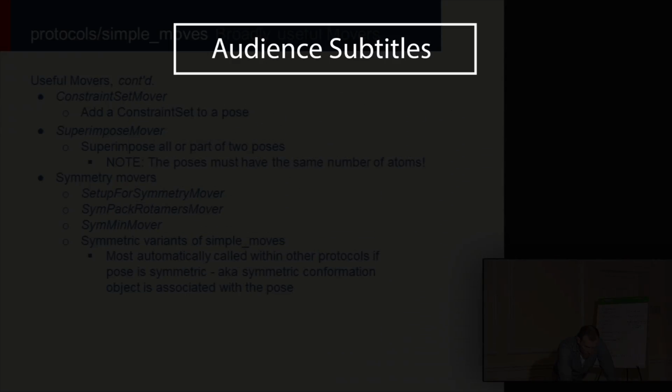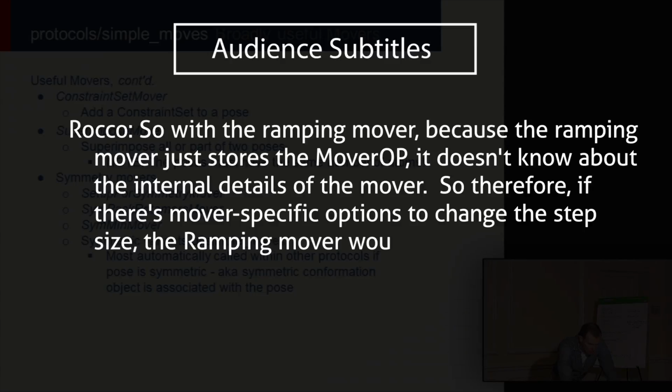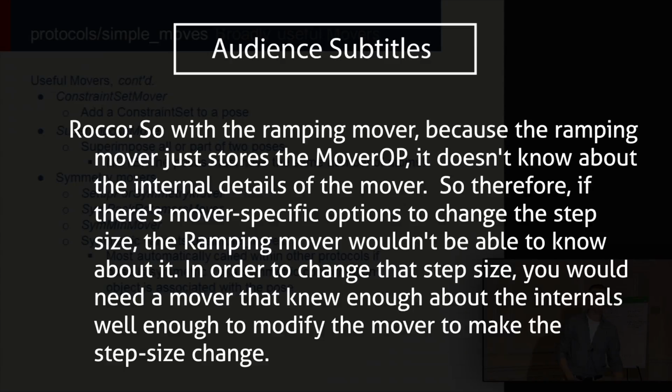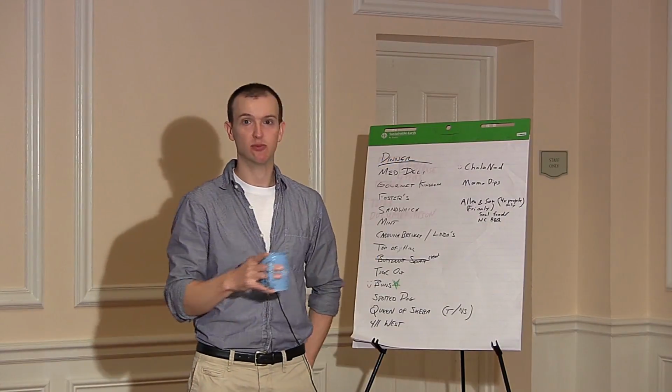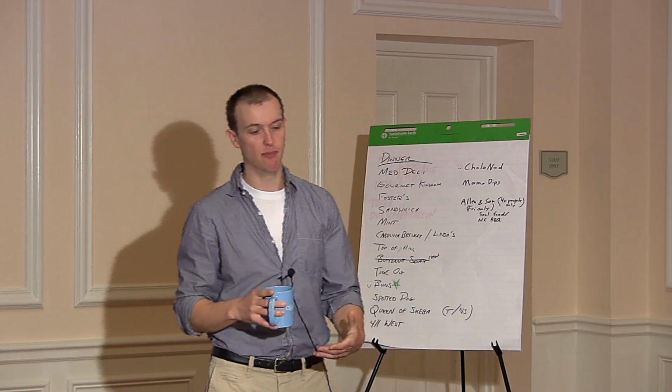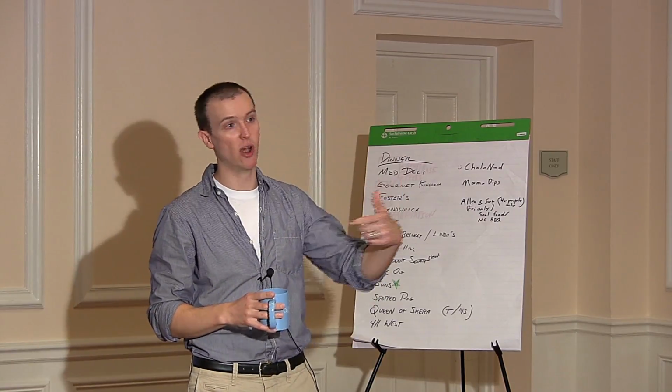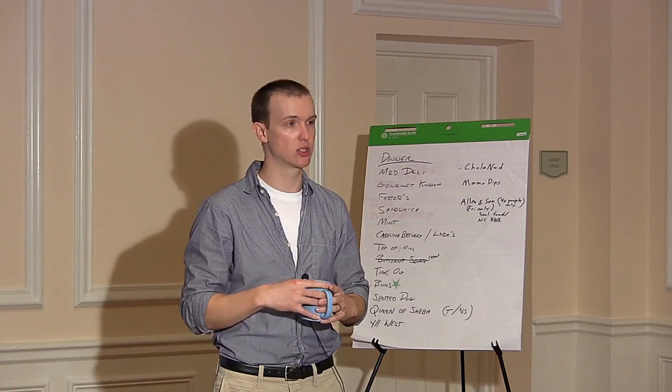Some you can. With the ramping mover, because it just stores a mover OP, it doesn't know about the internal details of the mover. So if there are mover-specific options to change the step size, the ramping mover wouldn't be able to know about it. In order to change that step size, you would need a mover that knows about the internals well enough to modify itself with the step size change. Right. So for the people at home, Rocco just said that one of the drawbacks of the ramping mover is that it's unaware of what's going on in the internals of its movers, and so it can't do custom things.